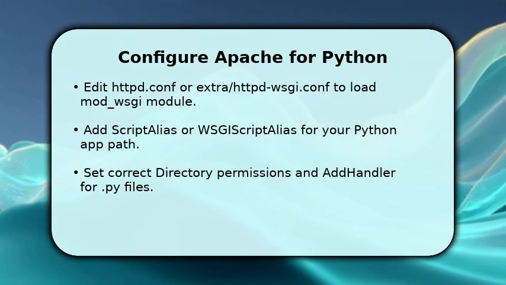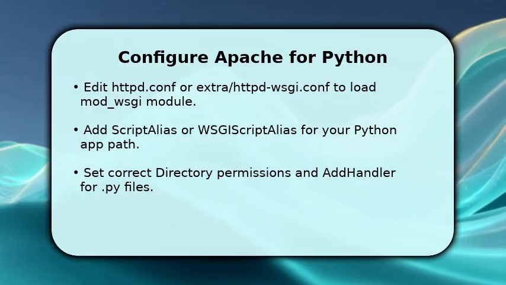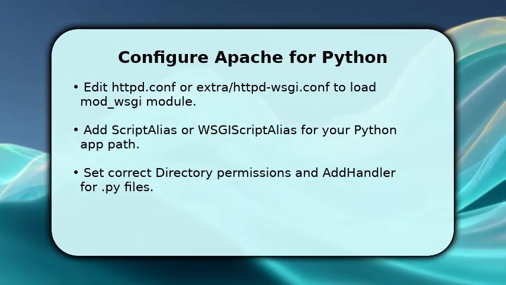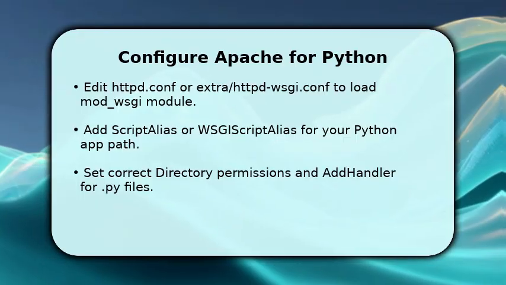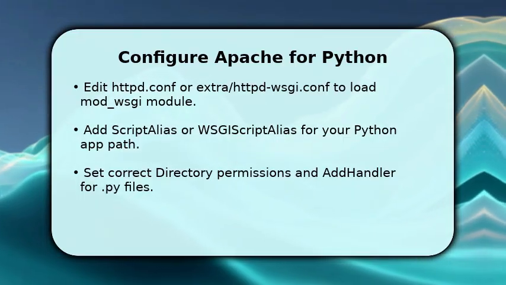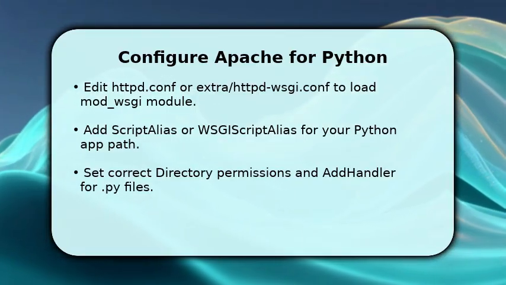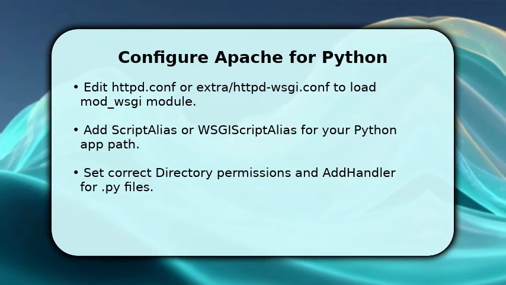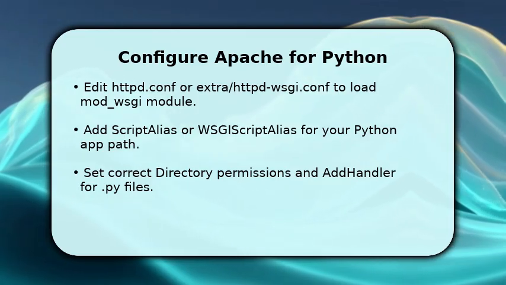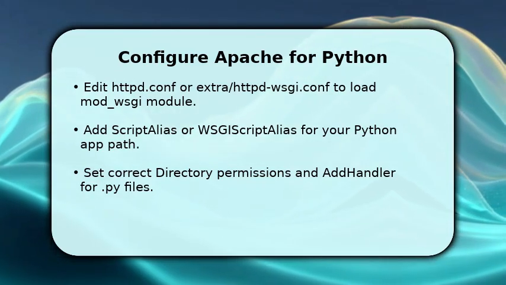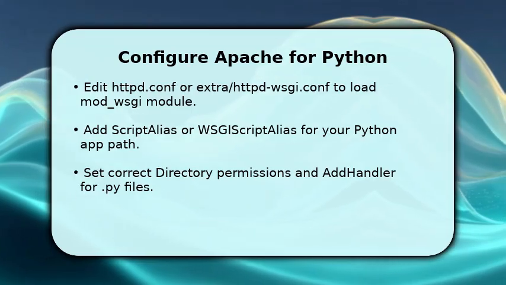Now you configure Apache to actually serve Python. Open Apache's httpd.conf or an include file and load the mod_wsgi module. If using CGI, enable ExecCGI and add a handler for .py files. Then add a WSGIScriptAlias or ScriptAlias pointing to your apps directory so requests route correctly.